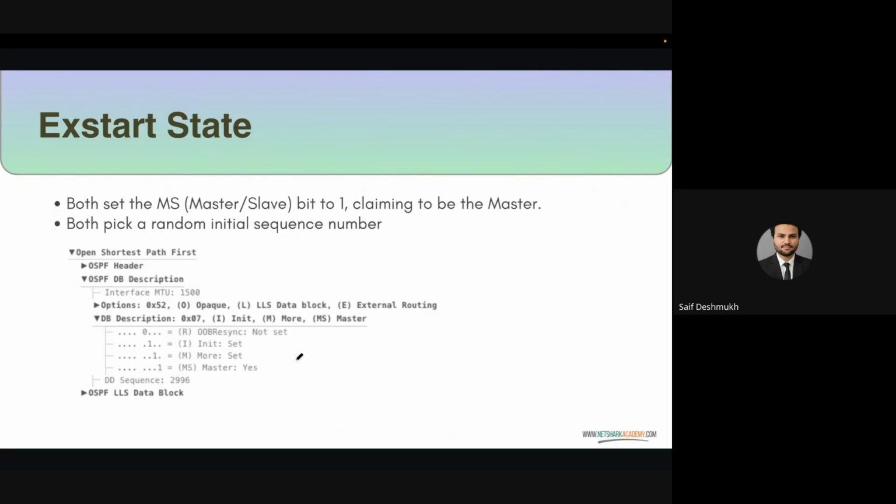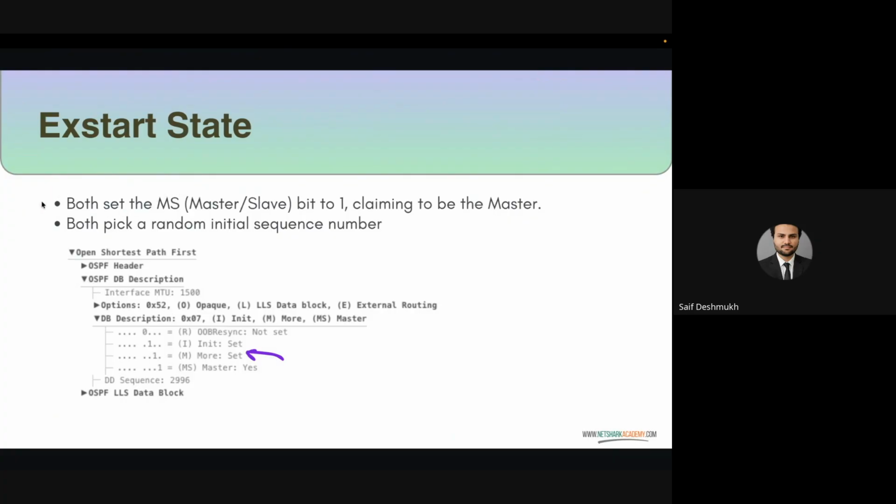So both parties, both sides, are going to claim they are master. In exstart state, a master and a slave need to be elected in order to track the information. Because if they don't have agreement upon what sequence number they should use, they will not be in sync. So in order to exchange routing information further, let's first decide what the sequence number is going to be.